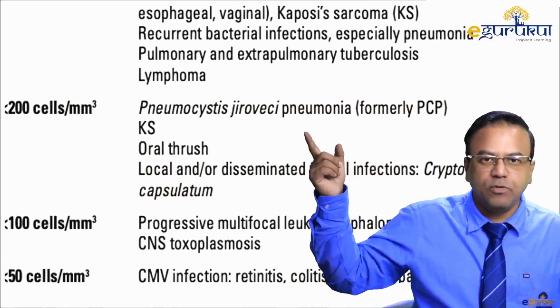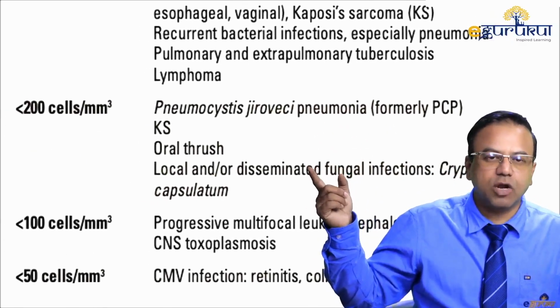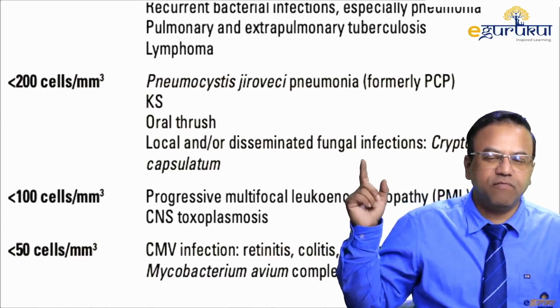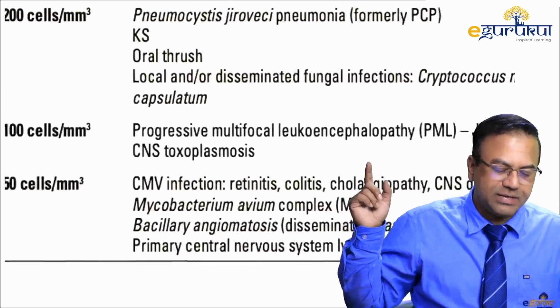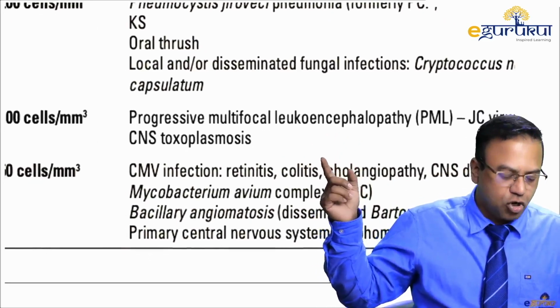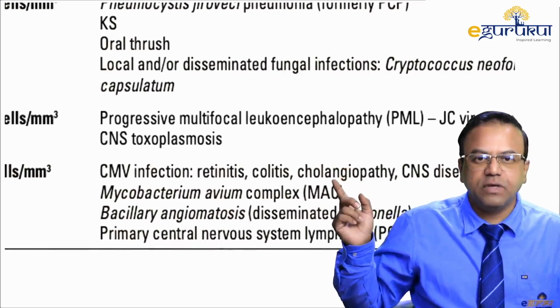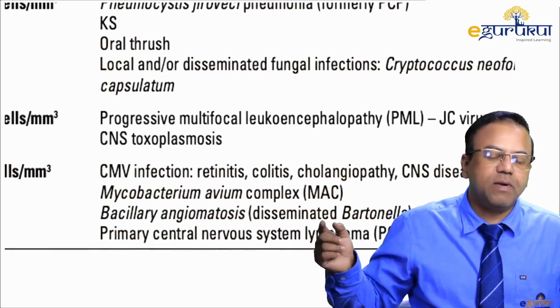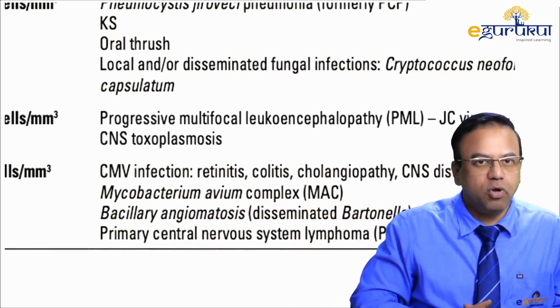Less than 200, pneumocystis pneumonia becomes important, Kaposi sarcoma more common, thrush can become more common, more fungal infections becoming a problem. Less than 100, two important things, CNS problems, leukoencephalopathy as well as CNS toxoplasmosis. And less than 50, we see retinitis, that is CMV infections, and Mycobacterium avium. These are the important things to remember below 50.